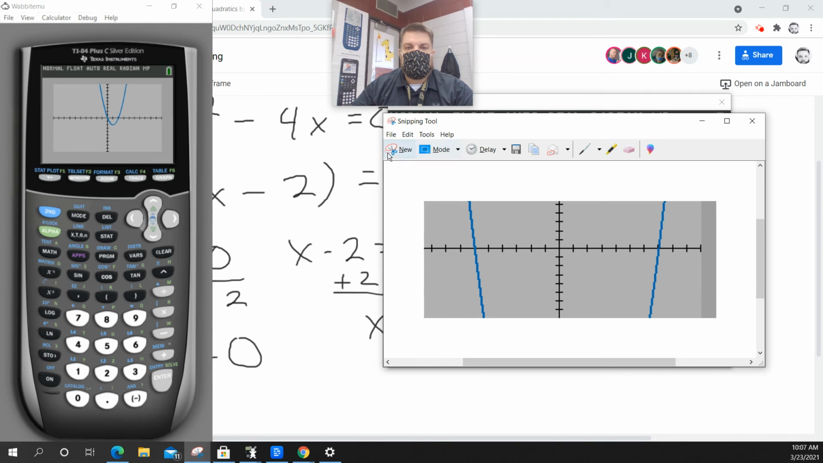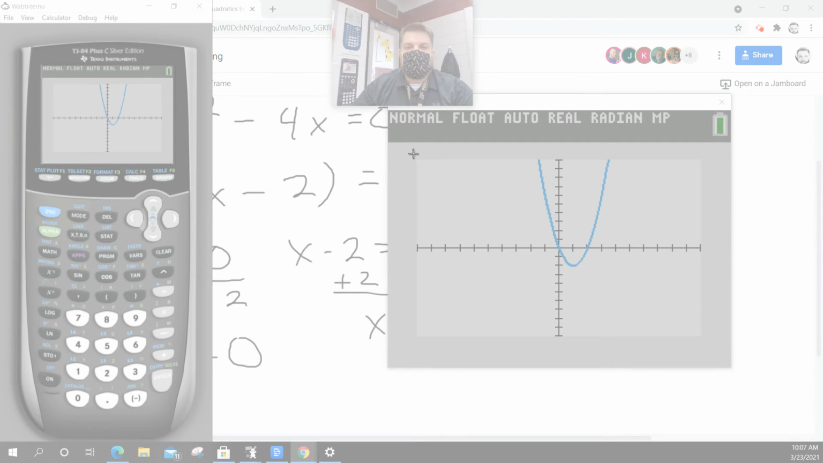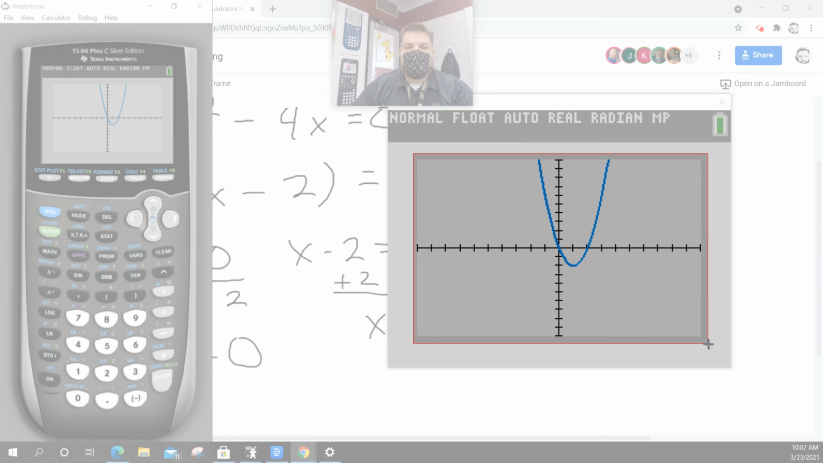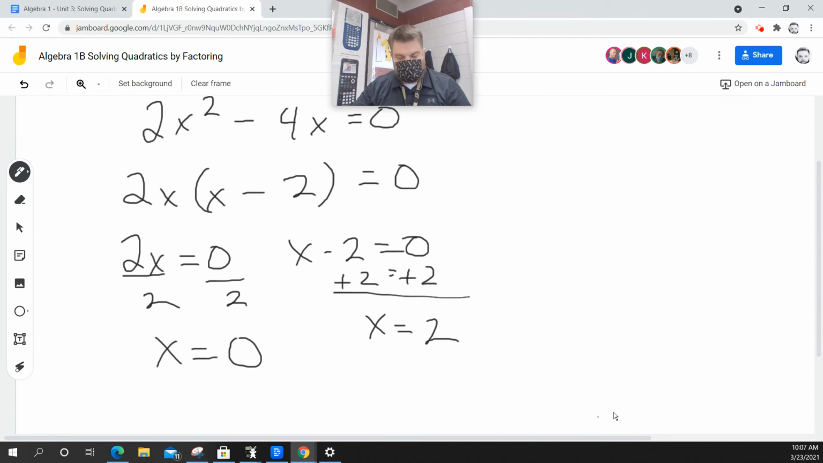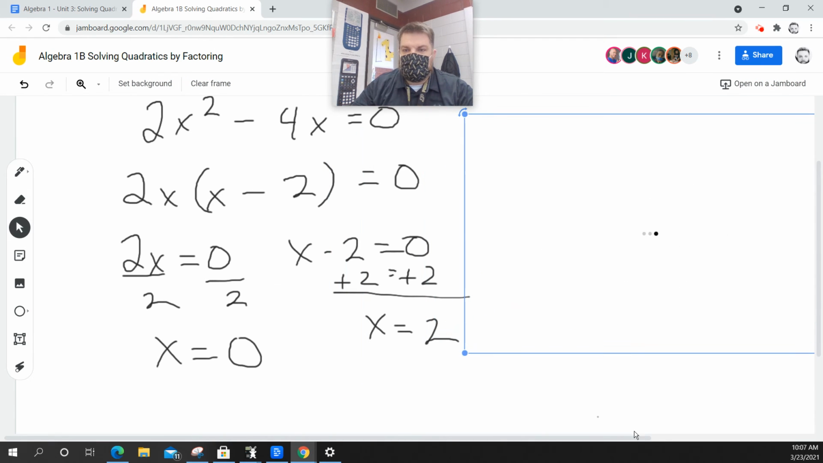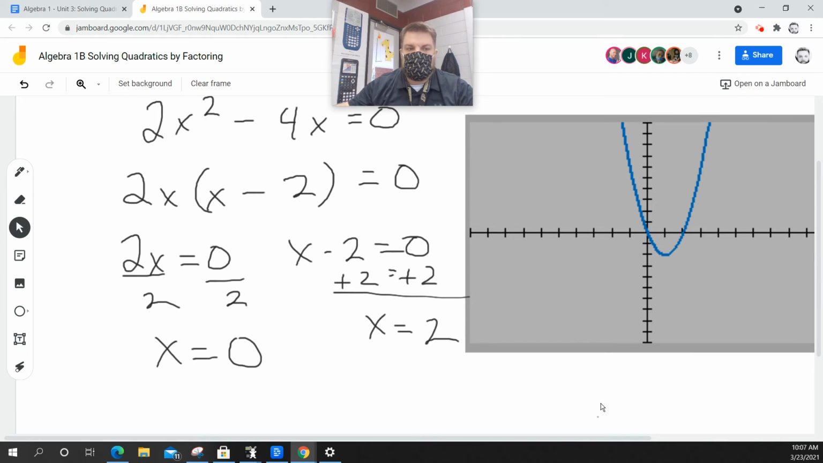See? So we're going to zoom in on that bad boy. That's where it crosses. So it crosses here and here. Remember, this is x comma y. In both scenarios, y equals 0.